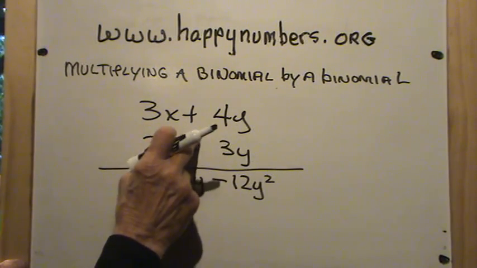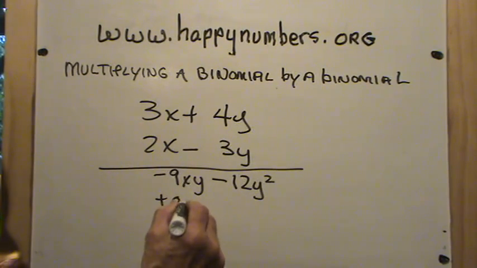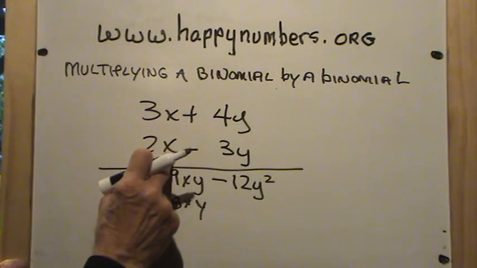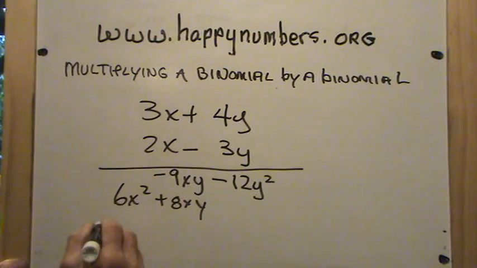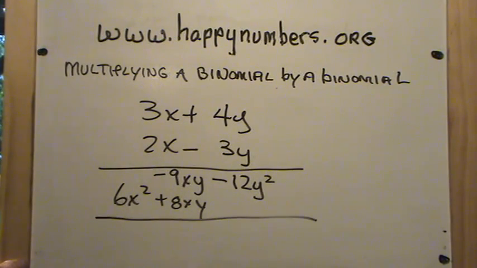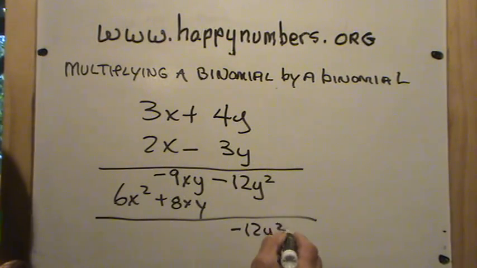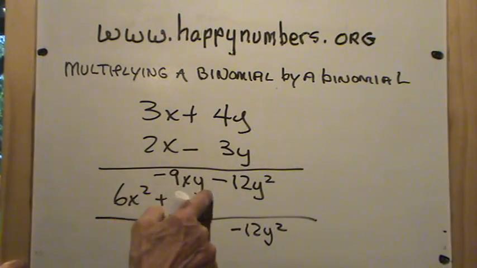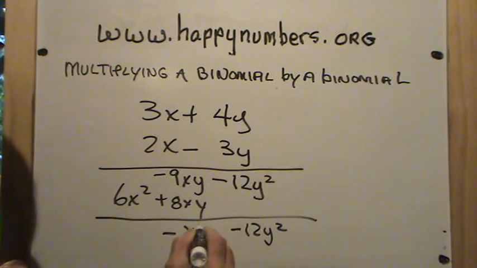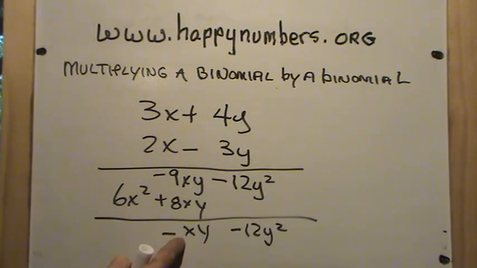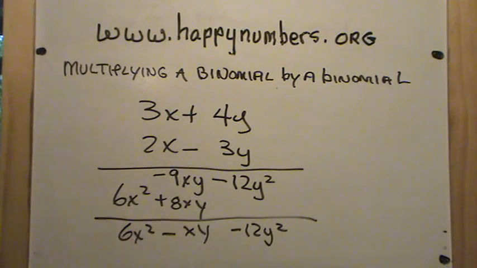Now I multiply both terms by this one. Positive 2x times positive 4y gives me positive 8xy. Positive 2x times positive 3x gives me 6x squared. Now I combine my terms. Negative 12y squared and nothing gives me negative 12y squared. Negative 9xy, positive 8xy, that would give me a negative 1xy, and notice we do not write the 1. And 6x squared and nothing is 6x squared.